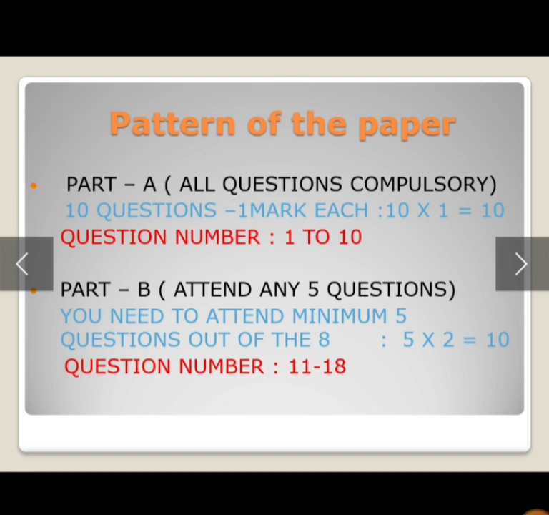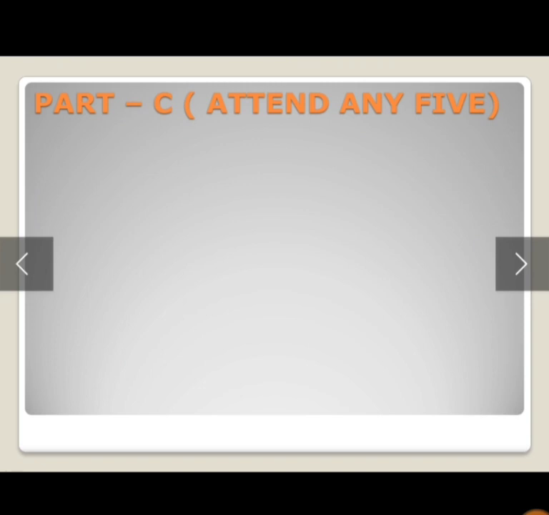Next comes part B. Part B will be containing 8 questions and you need to write 5 questions. This will be a mixture of physical, inorganic and organic. Each question carries 2 marks, so it will be 10 marks in total. It would be from question number 11 to 18.